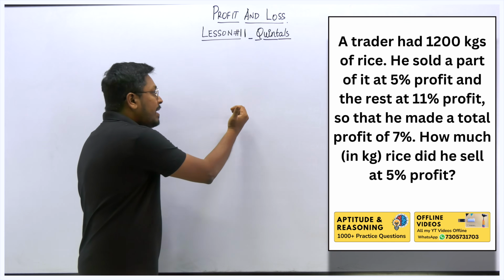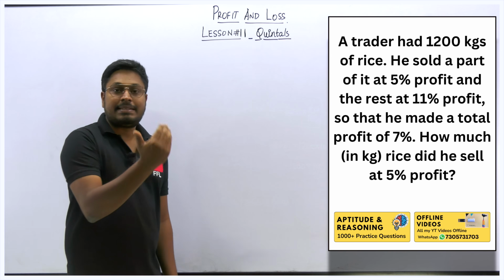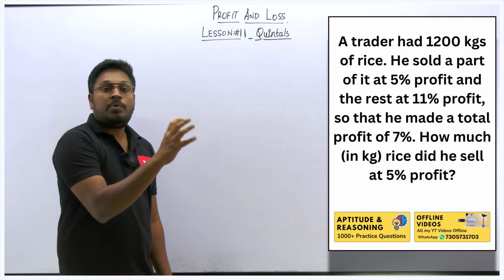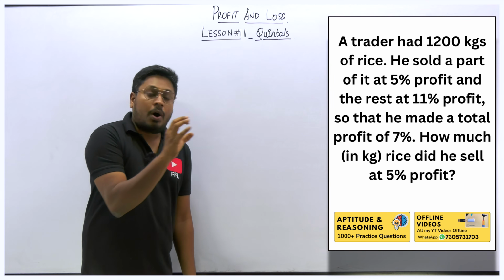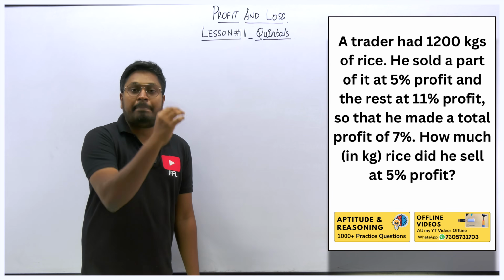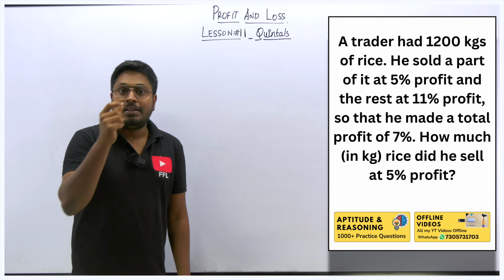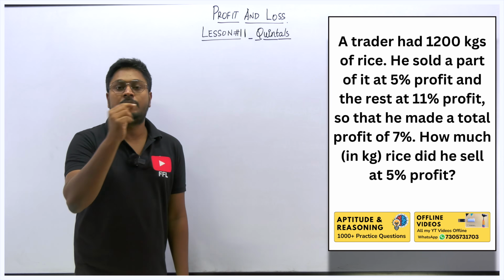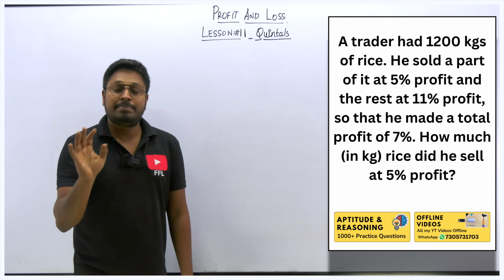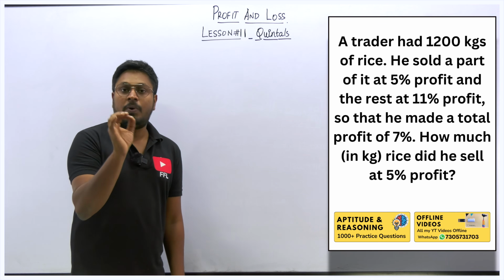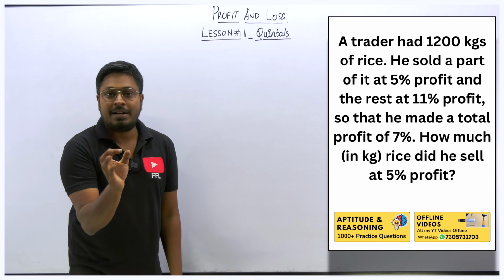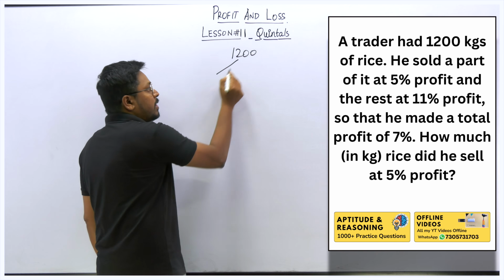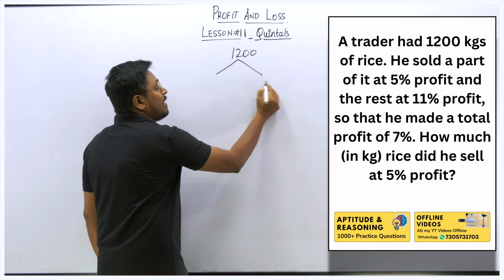Just listen here, the previous lesson, lesson number 10. In quantity and remaining quantity, what we learnt is there will be 150 pens. Out of that 150 pens, 50 pens were sold at a 5% profit. The total quantity will be given, and out of the total quantity, how much part has been sold for how much profit was given. But here the total 1200 kilograms of rice is given, and out of this 1200 kilograms, some part has been sold at 5% profit and the remaining part has been sold at 11% profit.